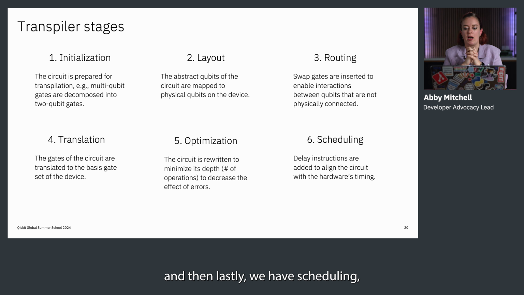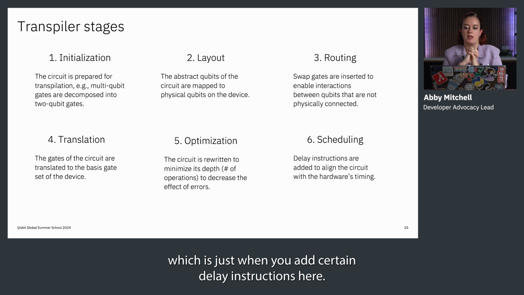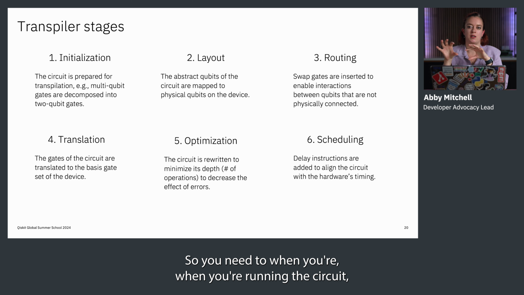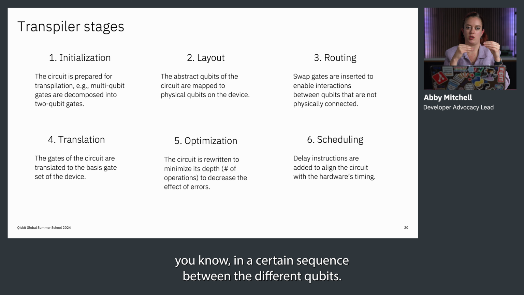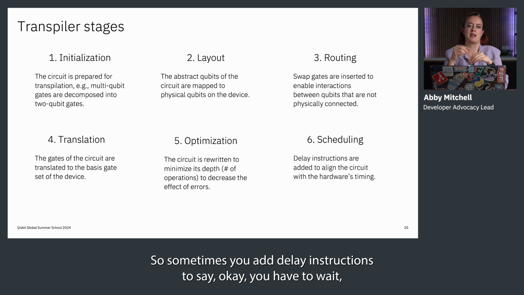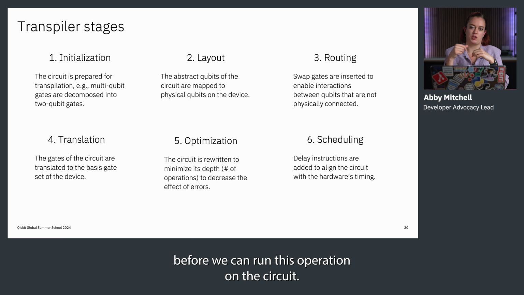And then lastly, we have scheduling, which is just when you add certain delay instructions. When you're running the circuit, sometimes you need to make sure that certain operations are done in a certain sequence between the different qubits. So sometimes you need to add delay instructions to say, okay, you have to wait before we can run this operation on the circuit.